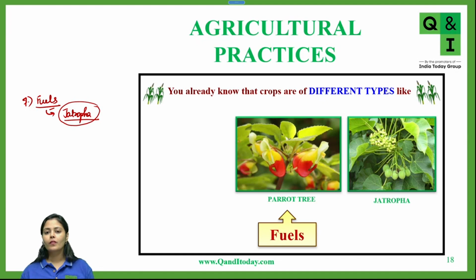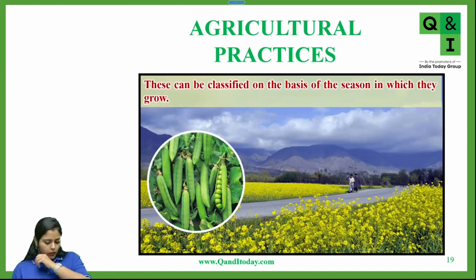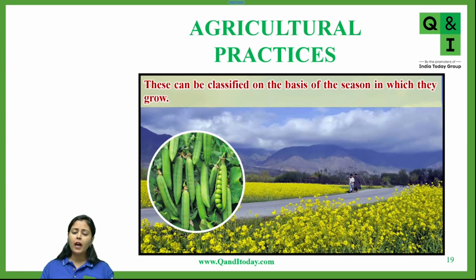Ma'am, what do you mean by the term fuels? Okay, so fuels basically means that they are producing something which can be used as a source of energy. So now we have understood the 7 types of crops. In NCERT we have just studied 4 types of crops, so I have just given you examples of 3 more types of crops which can be grown by the farmers.